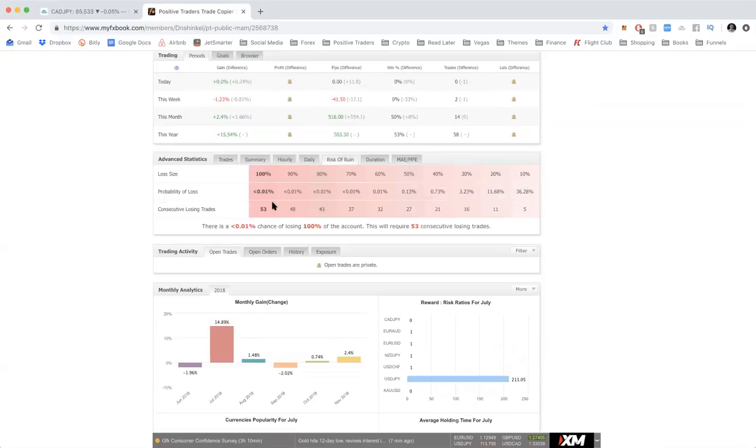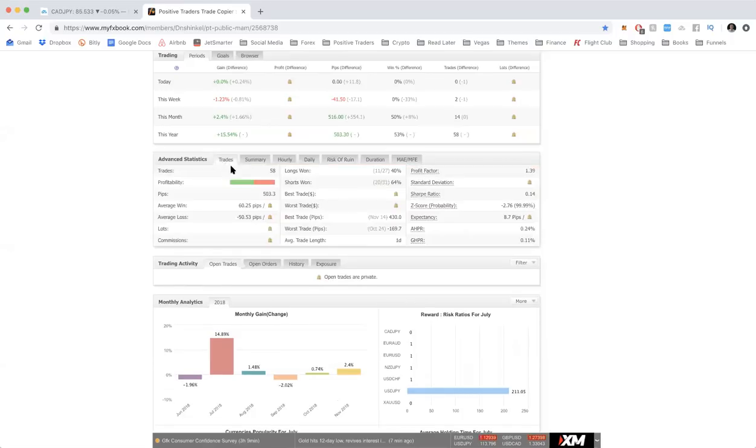Read that writing, guys. There is a less than 0.01% chance of losing 100% of this account. This will require 53 consecutive losing trades. Okay? Not sweating it, guys.